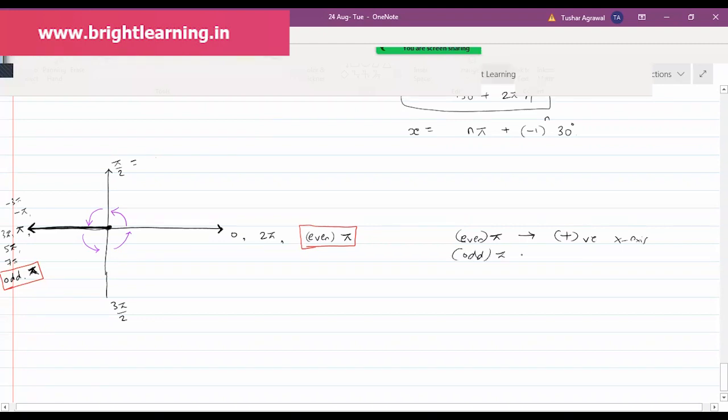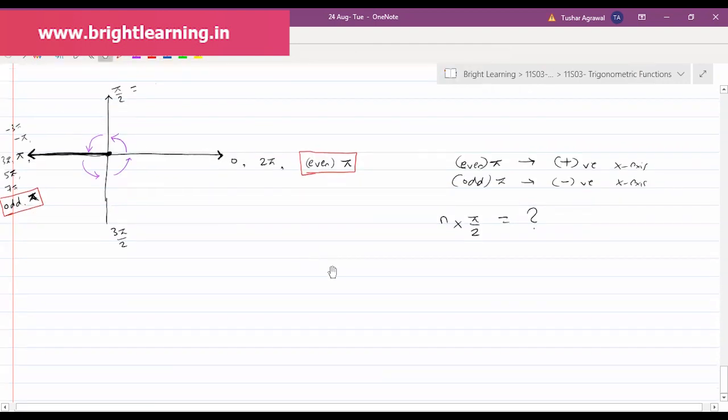Odd multiple of pi will take you to the negative x-axis. Now, if I tell you, let's say, an integer multiplied by pi by 2 is equal to a question mark. If I give you an integer multiplied by pi by 2, where will this land? Here two possibilities exist.